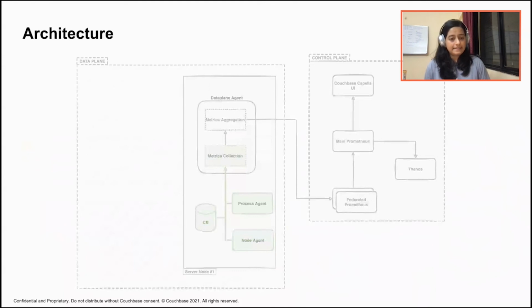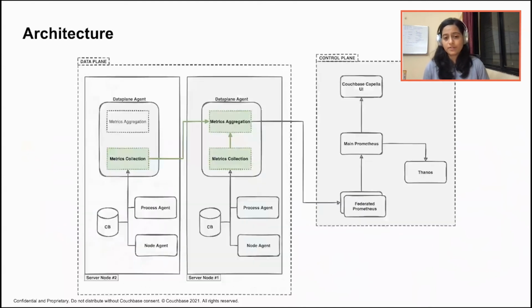The second responsibility of the data plane agent is to aggregate these metrics. So if you have a 5-node cluster, you've collected metrics from 5 of these nodes. Whenever the metrics are supposed to be displayed on the Capella UI, we need to aggregate these metrics before they're sent out from the data plane.